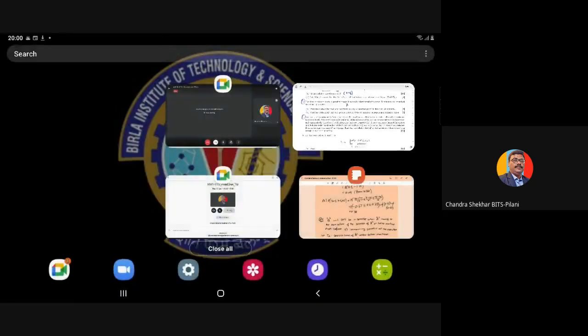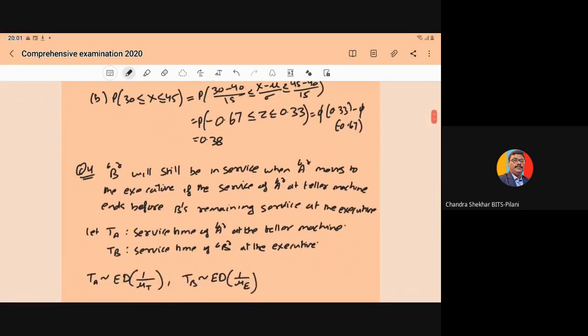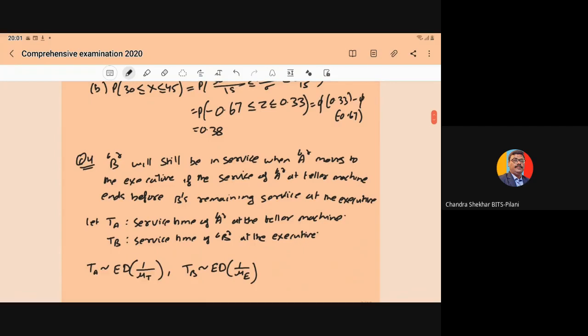So, very good question. Here we have the three individuals A, B, C, and it is given that all the individuals have to go through the teller machine, then to the executive. So what is the required condition? B will still be in service when A moves to the executive.